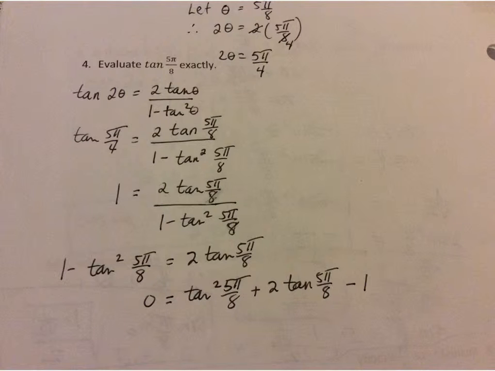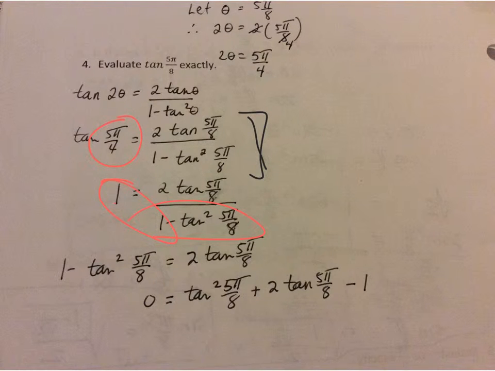So we get this, and we know that tan 5 pi over 4 is just 1 using our special triangles. After we've done that, we're going to cross multiply. So 1 times 1 minus tan squared 5 pi over 8 is just 1 minus tan squared 5 pi over 8, equals 2 tan 5 pi over 8.